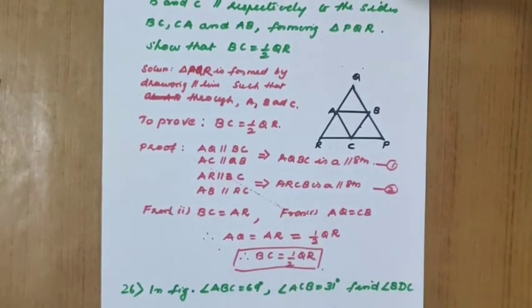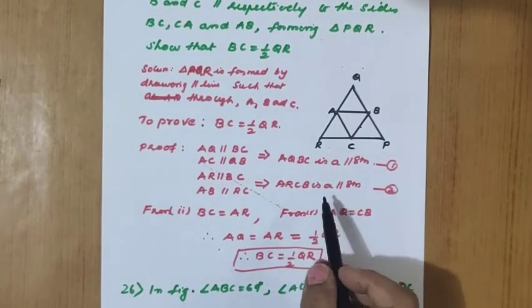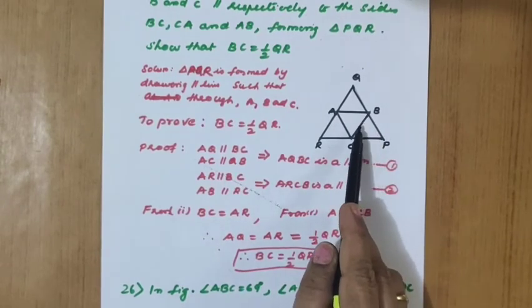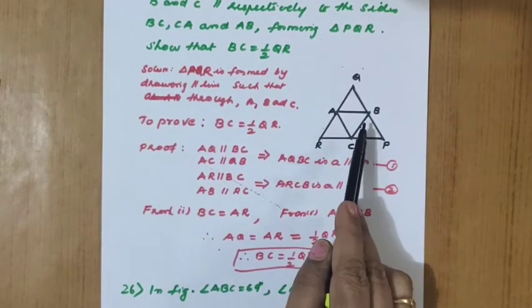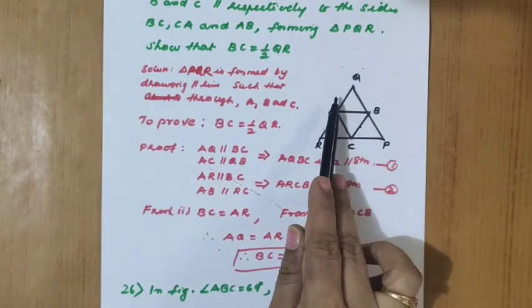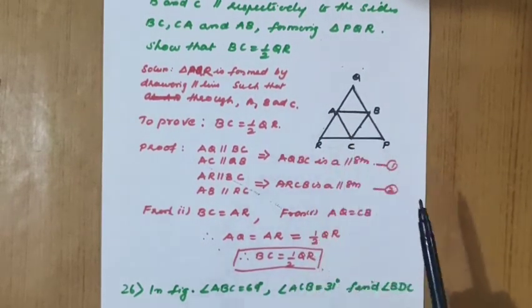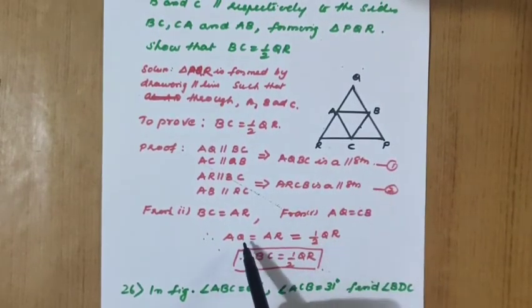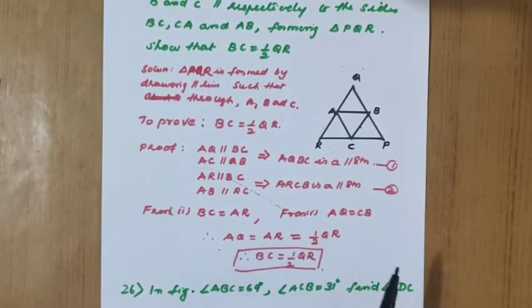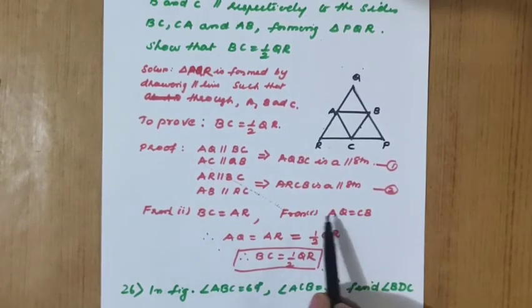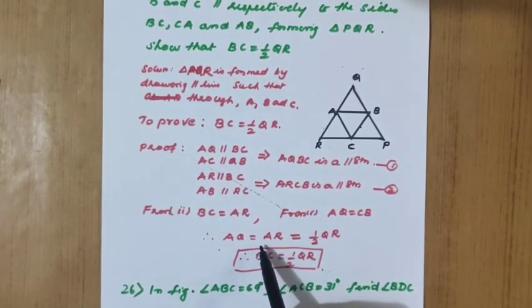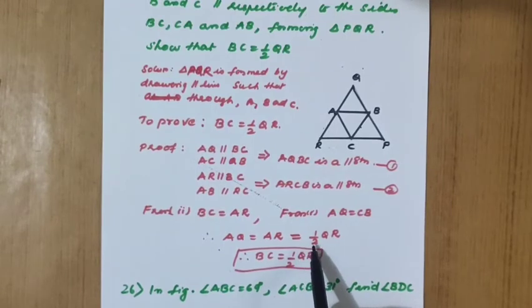Two parallelograms we got. So from these two parallelograms we can write that BC equal to AR and BC equal to AQ. Now that shows that AQ and AR are equal to each other. Both are equal to BC only. So AQ and AR equal to each other. That means it is half of the total length of QR. So we have proved the theorem. So BC equal to half QR.